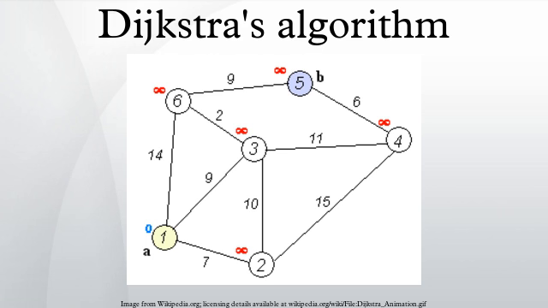When we are done considering all of the neighbors of the current node, mark the current node as visited and remove it from the unvisited set. A visited node will never be checked again. If the destination node has been marked visited or if the smallest tentative distance among the nodes in the unvisited set is infinity, then stop. The algorithm has finished. Otherwise, select the unvisited node that is marked with the smallest tentative distance, and set it as the new current node. Then go back to step 3.